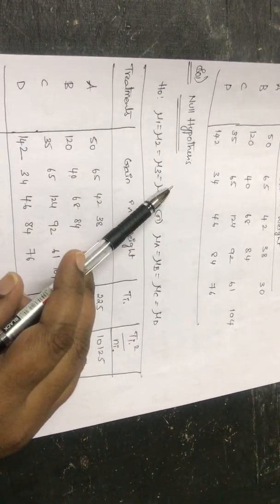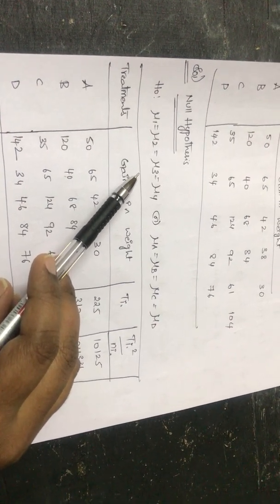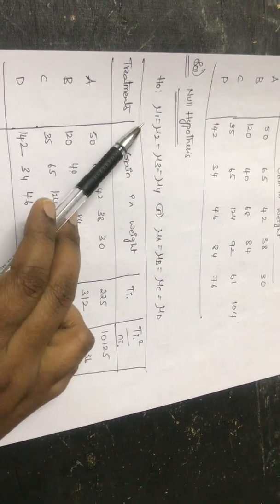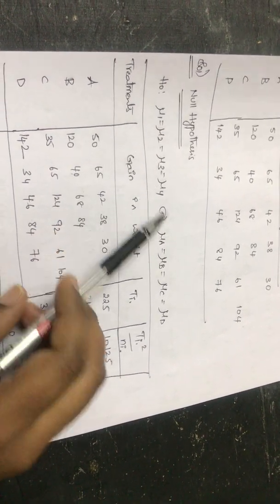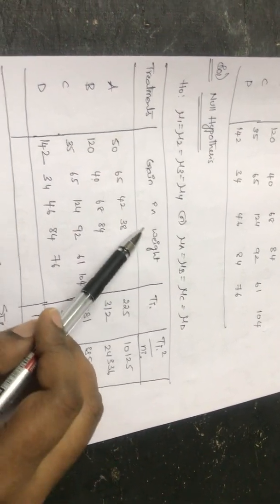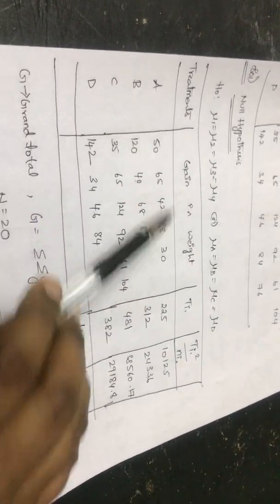First of all we have to set the null hypothesis H naught. We have only treatments here. As it is a completely randomized design, it is similar to one-way ANOVA. H naught: mu1 equal to mu2 equal to mu3 equal to mu4, or mu A equal to mu B equal to mu C equal to mu D. Just like one-way ANOVA, we have to calculate the data like this.